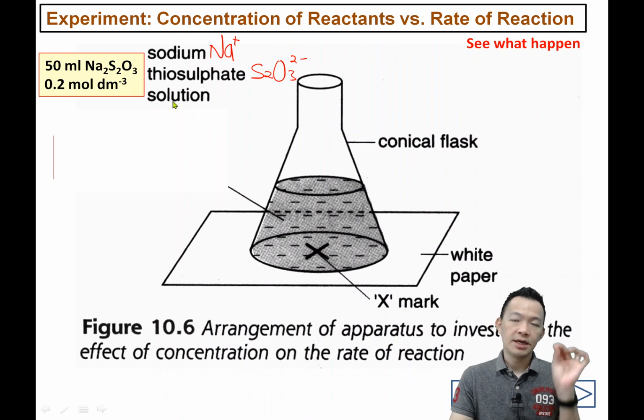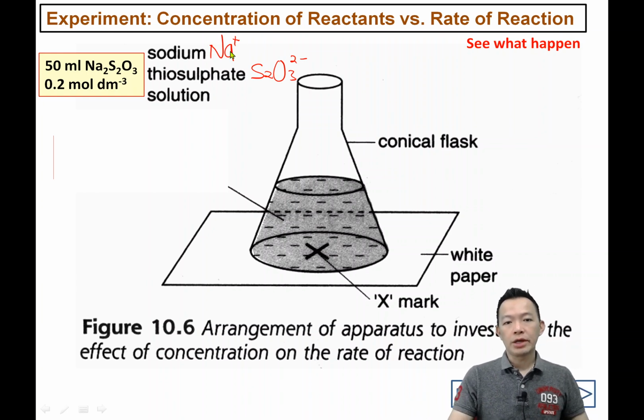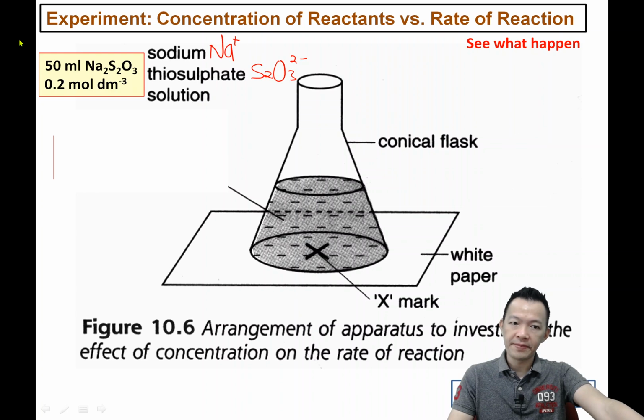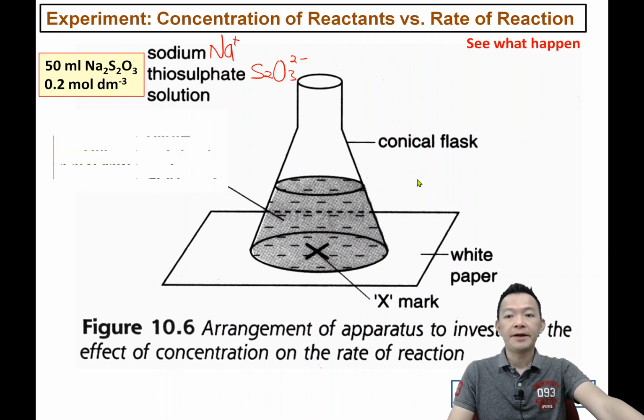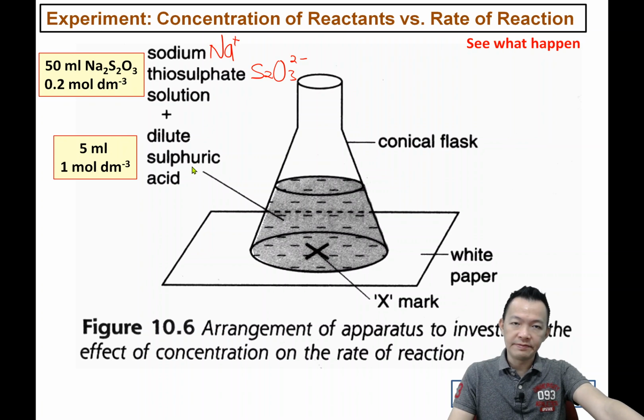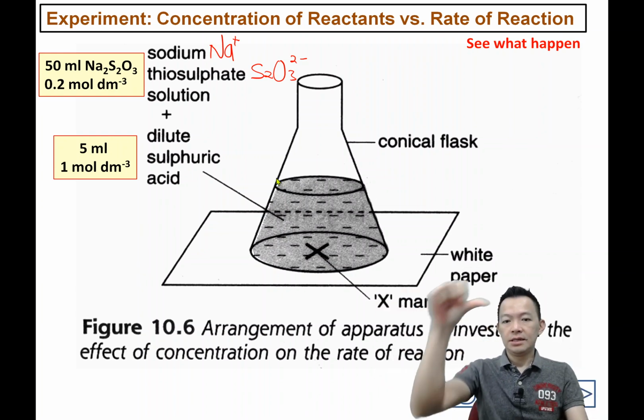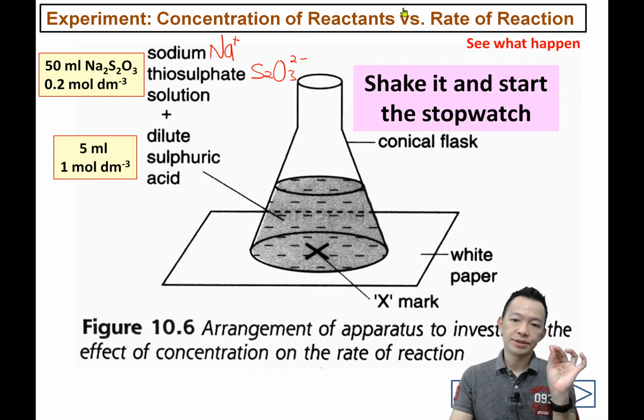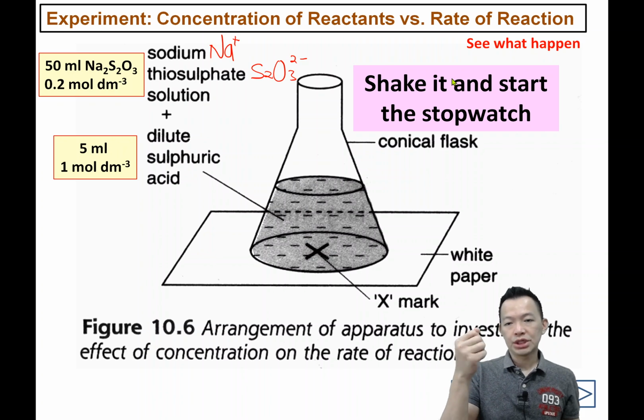Sodium disulfate solution. The solution is colorless, 它是没有颜色的。Sodium ion 没有颜色。Disulfate 也是没有颜色，so sodium disulfate 50 ml, 0.2 mol per cubic dm, 它的浓度就是0.2。OK，没有颜色的液体一杯了。And now add some dilute sulfuric acid, 把一点点淡淡的硫酸呢倒下去，5 ml sulfuric acid, 1 mol per cubic dm, this is the concentration, 它的浓度是1 mol per cubic dm。OK, so colorless, you add them together, 把两个东西呢倒在一起，没有颜色倒在一起。OK, copy on your note, shake it, 摇它一下, and start the stopwatch.